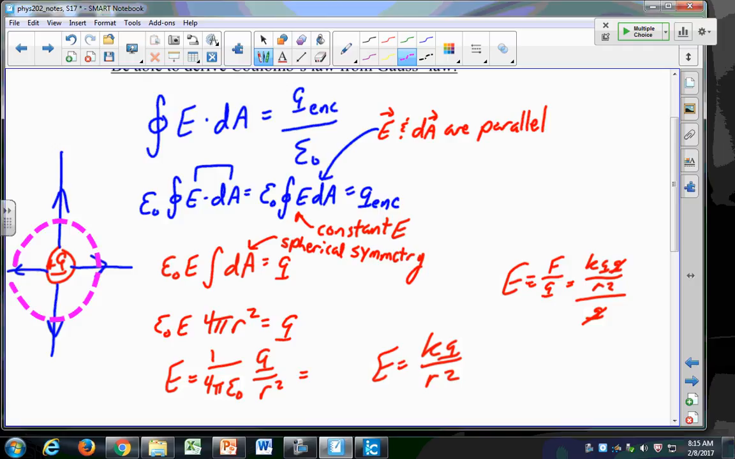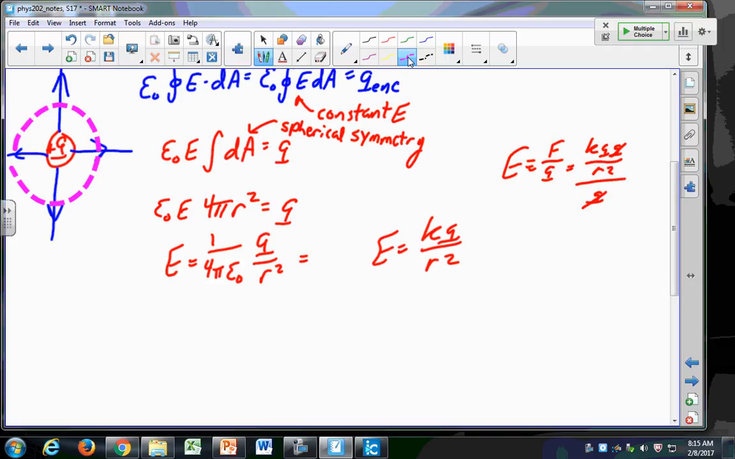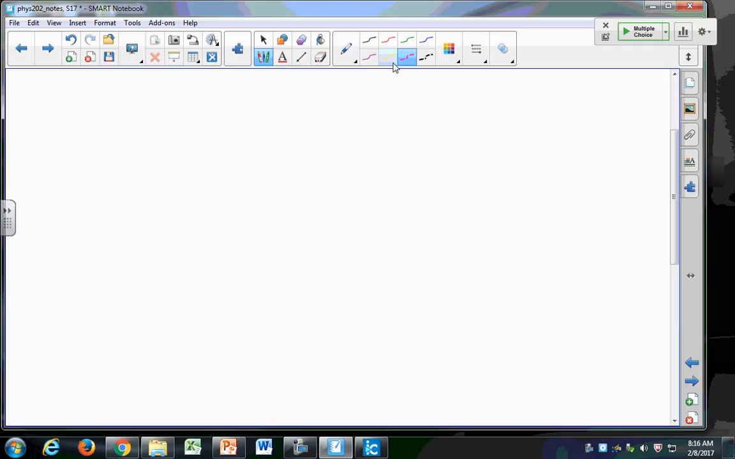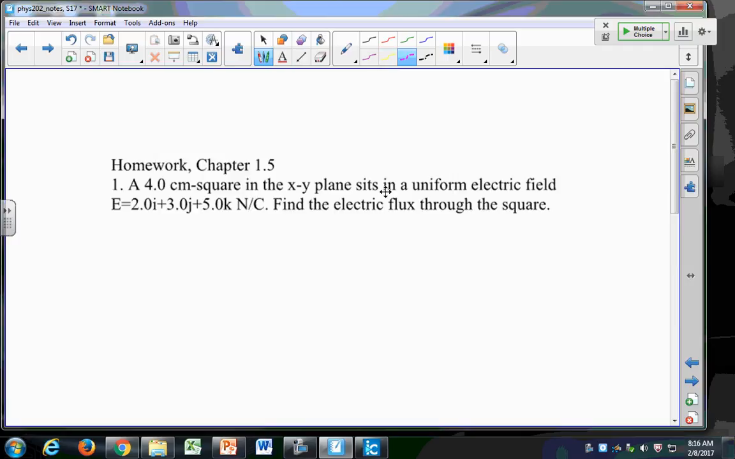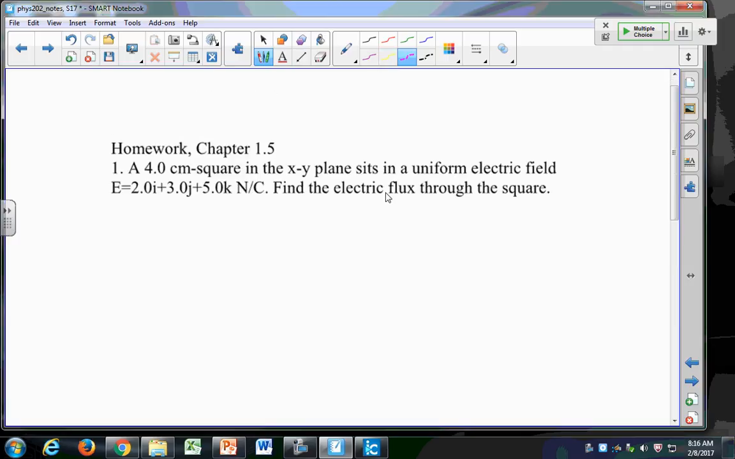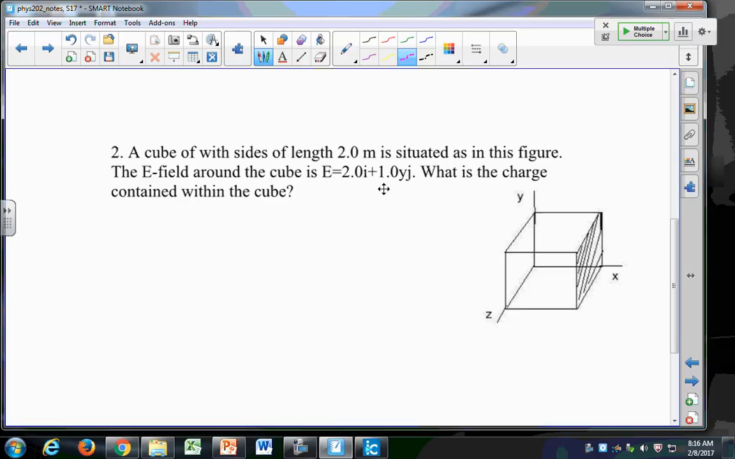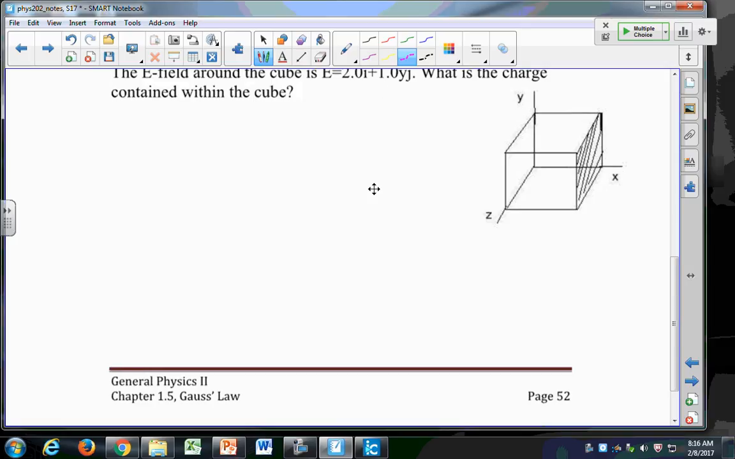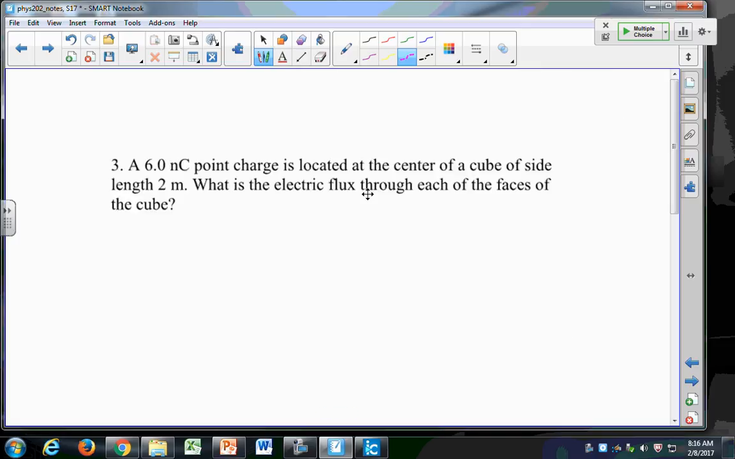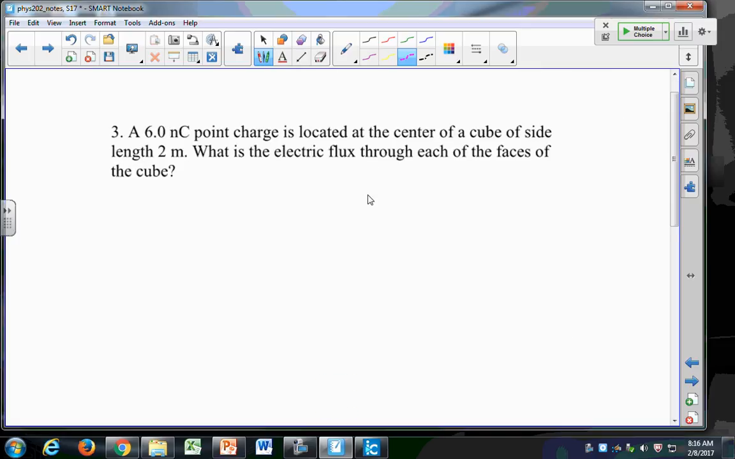All right, that's it on that chapter. What you need to be able to do is calculate the flux through a surface, like we did, and apply Gauss's law to find the charge within that surface. Know some of those basic things: if I have a positive charge, I have a positive flux. If I have no charge, I have zero flux. If I have a negative charge inside the surface, I have a negative flux.